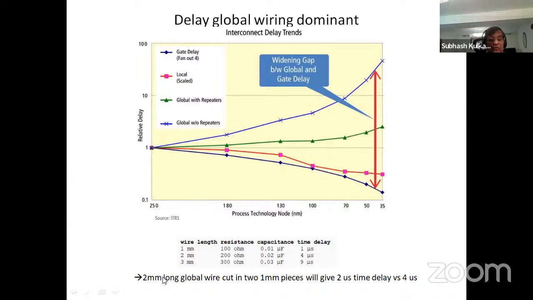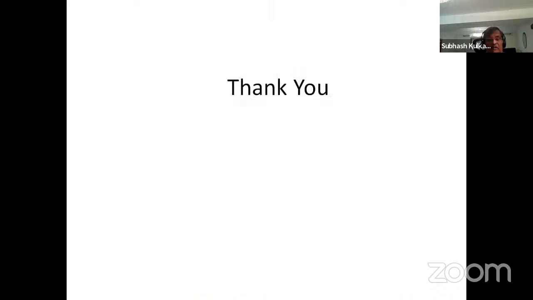Now, if the 2 millimeter long global wire is cut into 2 1 millimeter pieces, what will happen? You will get 1 plus 1, which is 2 microseconds of total delay versus 4. So you cut it down by almost half. And that's the trick that is used when they are using global wiring with repeaters. And they are able to manage this. This is actual data. So this thing needs to be worked on more from a circuit design point of view, but these are some of the solutions instead of going into changing materials altogether.